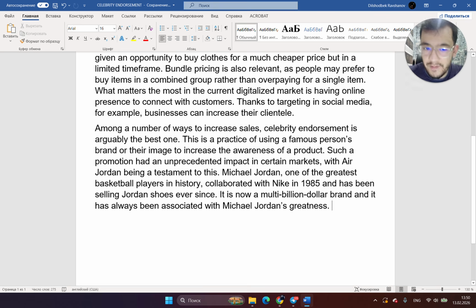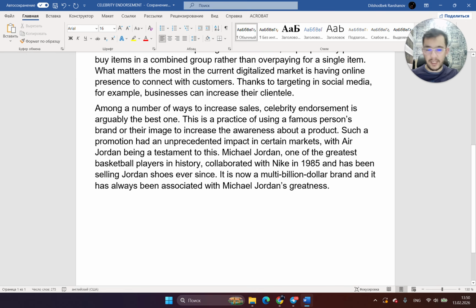This is a practice of using a famous person's brand or their image to increase the awareness of a product. Maybe awareness about a product is better. Attention, right? Information. Such a promotion has had an unprecedented impact in certain markets, with Air Jordan being a testament to this. Michael Jordan, one of the greatest basketball players in history, collaborated with Nike in 1985 and has been selling Jordan shoes ever since. It is now a multi-billion-dollar brand, and it has always been associated with Michael Jordan's greatness.